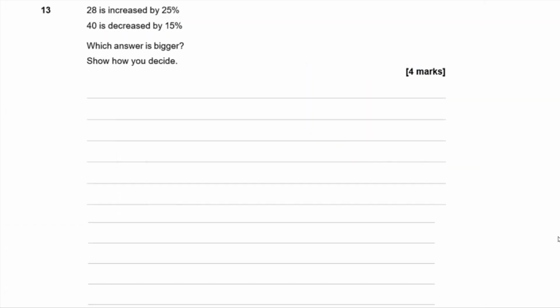Question 13. 28 is increased by 25%. 40 is decreased by 15%. Which answer is bigger? Show how you decide. Okay. So I'm going to do some more percentages here. So I'm going to use my triangle FOM again. Final, original, multiplier. Stick your thumb on it. What's F? What's O? What's M for the first part? 28 is increased by 25%. Okay, so 28 is my original value. So that's going to go here.